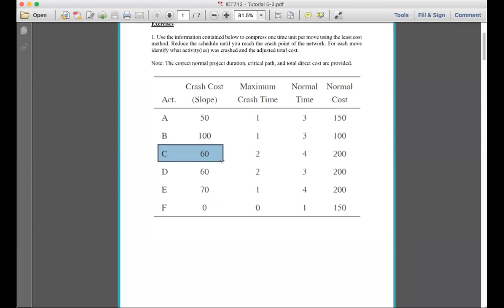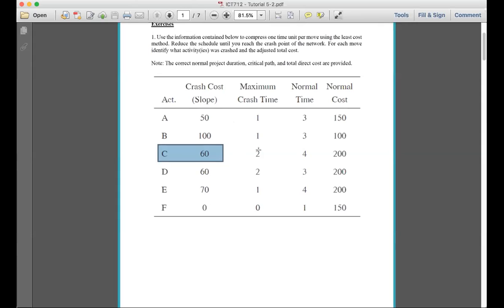So which one do I use? Do I do A, do I do C, or do I do E? Do I crash A, C, or E? A, sir, because it is the lowest cost. Okay, so I do A. So if I crash A, how much would my cost increase from the original $1,000? 3 times. It's going to be what? $50, sir. It's going to be $50.